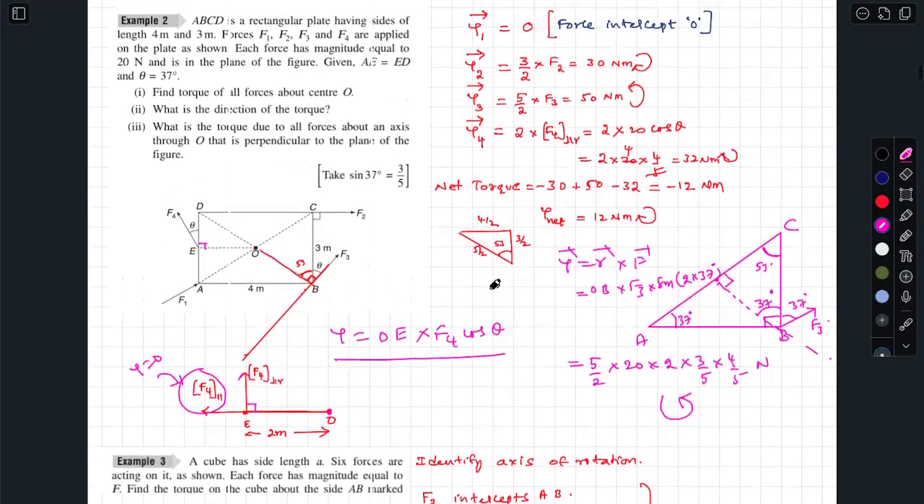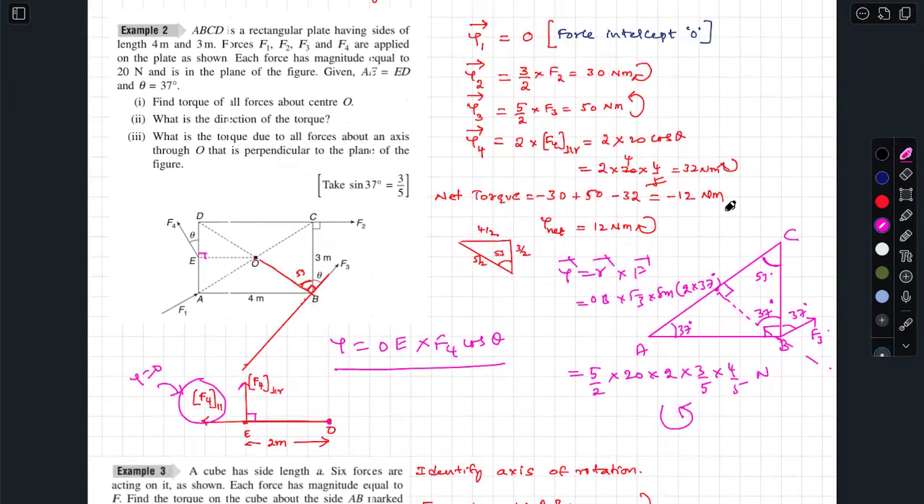What is the direction of the net torque? Here, just add the net torque, you will get minus 12. If you get plus 12, it is in which direction? If you get plus 12, it is in the anti-clockwise direction. If you get minus 12, this is an anti-clockwise sense, in that case it is a plus. If the net is in the clockwise sense, you will write it as negative. So you add all the torques, you will get minus 12. Minus 12 means? Clockwise. Into the plane of the paper direction.